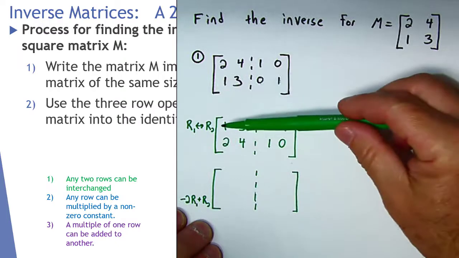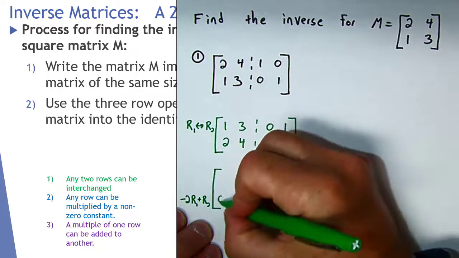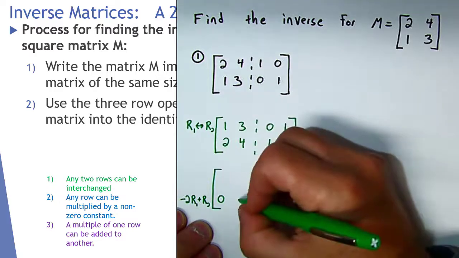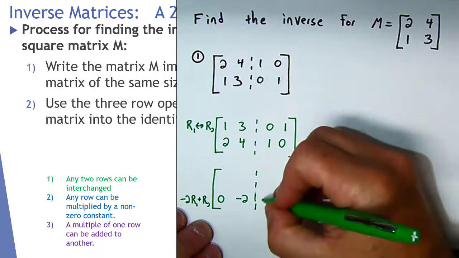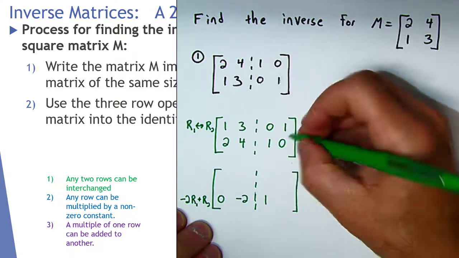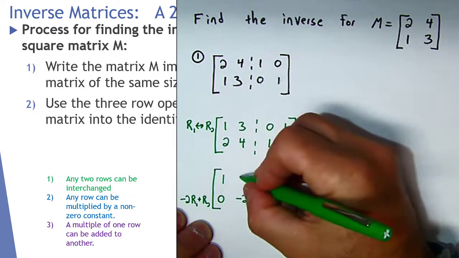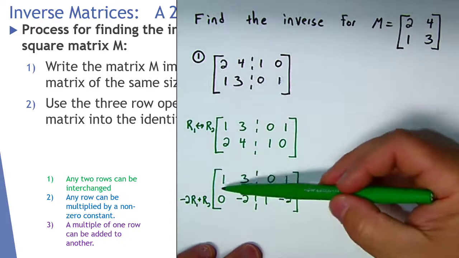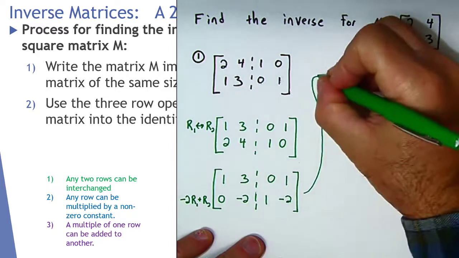Here we go. We're going to do this mentally. So -2 times 1 is -2, plus 2 is 0. -2 times 3 is -6, plus 4 is -2. -2 times 0 is 0, plus 1 is 1. And -2 times 1 is -2, plus 0, that's -2. So I've changed this bottom row. The top row did not change. 1, 3, 0, 1 is still in place. Now you'll notice our left column is done. We have a 1 and a 0 there. Now I'll continue my process up here.